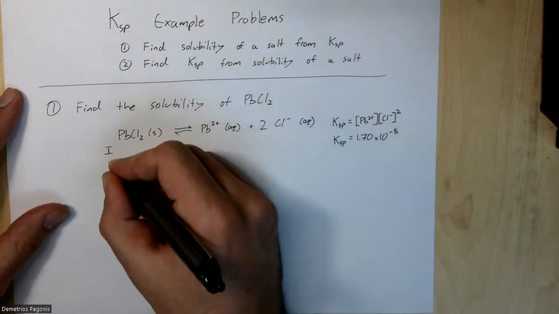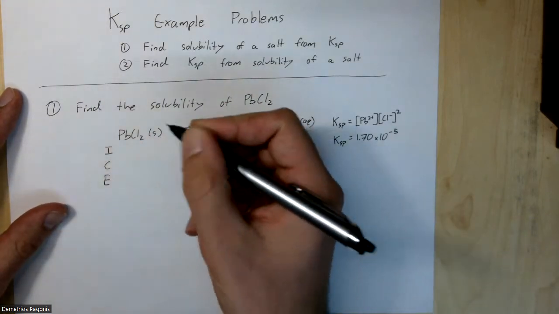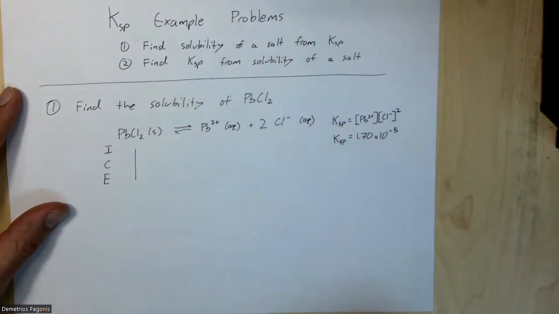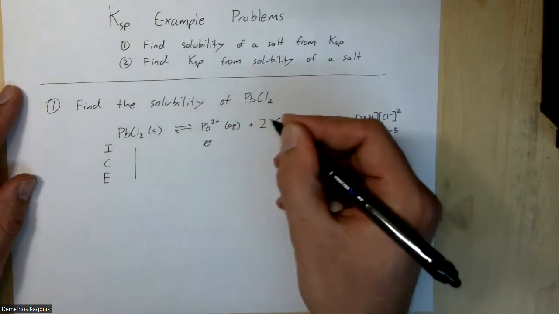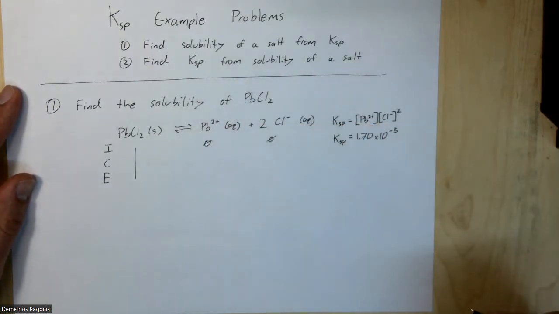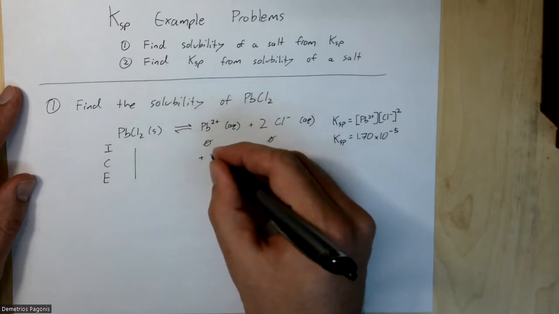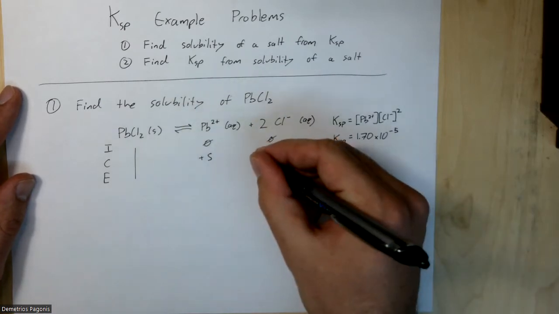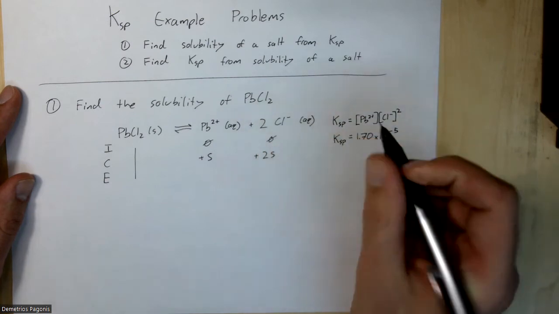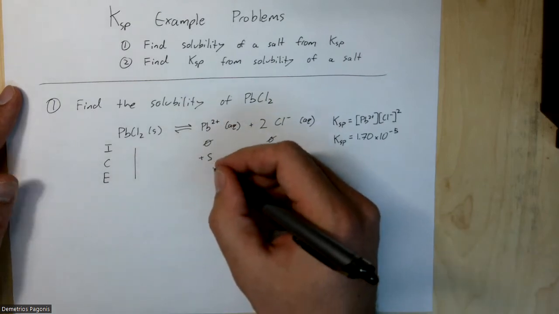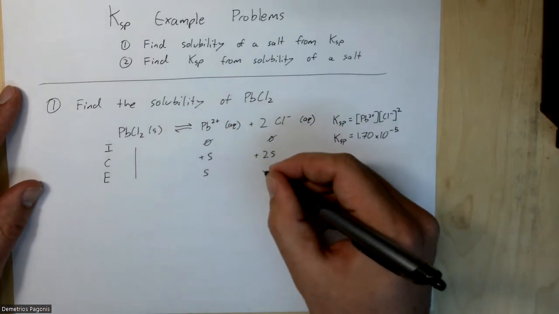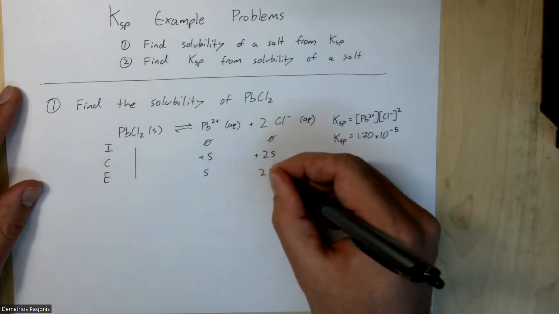So to do this, we'll set up an ICE table. Remember, lead chloride's a solid, so we leave it out of this entirely. And we're starting with pure water. So initially we have no lead and we have no chloride. At equilibrium, we'll have made some amount of lead. I'm going to call that plus S for solubility. And for chloride, we'll have gained 2S because the stoichiometric coefficient of chloride is 2. So our equilibrium concentration of lead is S. Our equilibrium concentration of chloride is 2S.